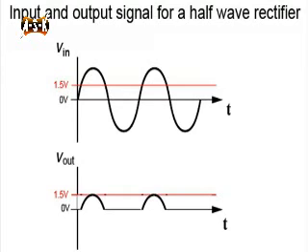Once the input voltage drops below 1.5 volts, the diode turns off, and the output voltage is again zero. The diode produces an output voltage waveform that is half-wave in pattern. This is why it's called a half-wave rectifier. See how the load only sees positive voltage.